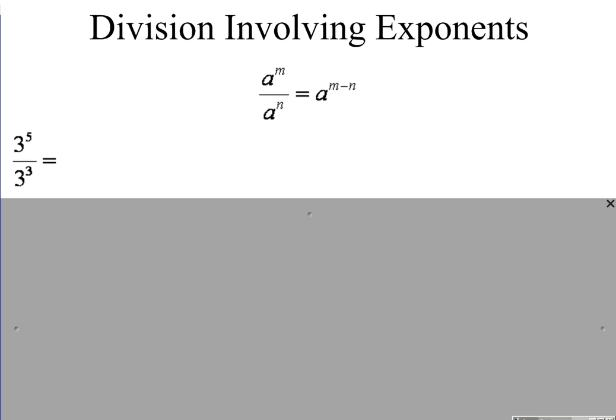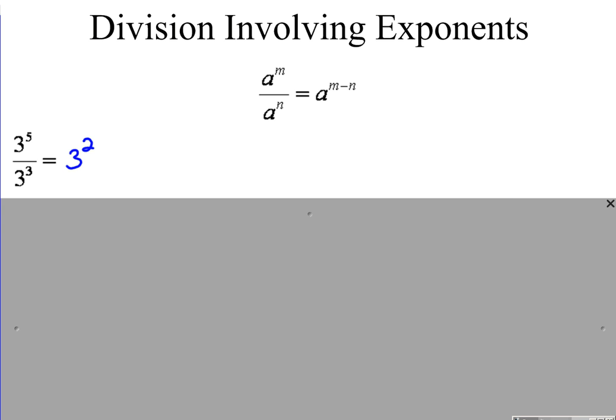So 3 to the 5th over 3 cubed. You could simply subtract and go 5 minus 3, and that is 3 squared, which works nicely if the numerator has a larger exponent than the denominator. Otherwise, you're going to introduce negative exponents, and then we have to talk about moving things.